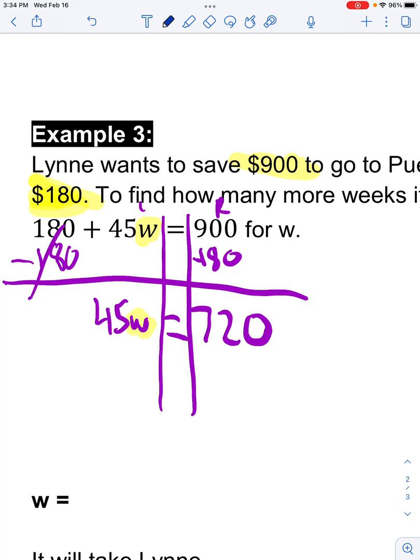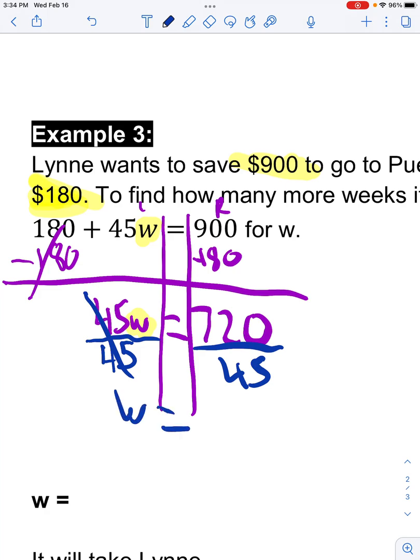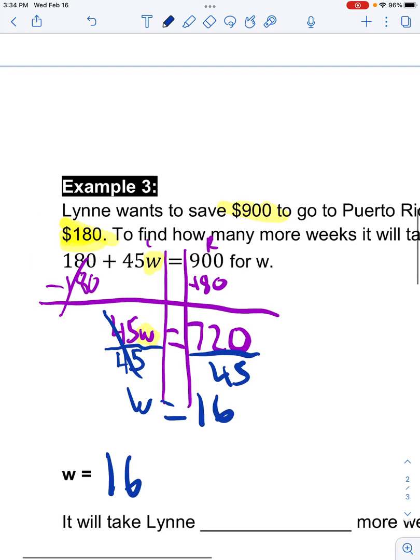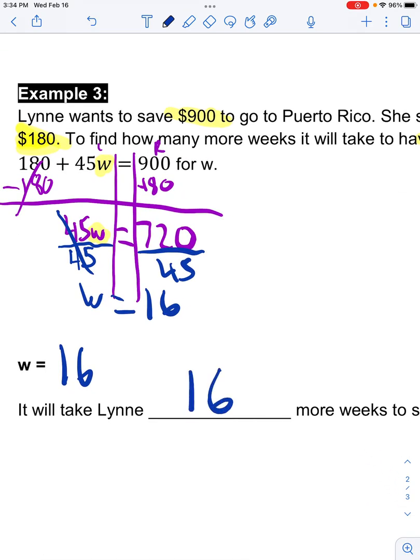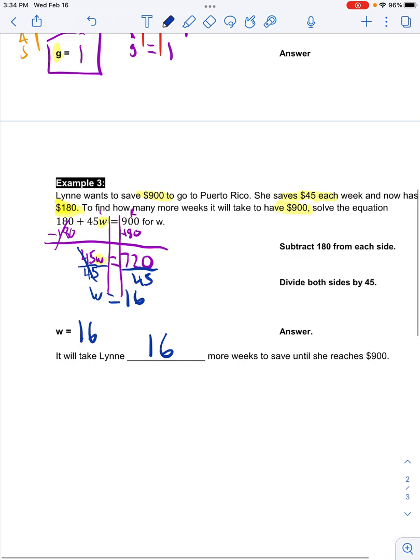720. Now I think, all right, 45 multiplied by W. To undo multiplying by 45, we don't want to divide by W because our goal is to find W. So if I want to get W by itself, I need to divide by whatever is next to it, which is 45. And 720 divided by 45 is going to give us 16. So it will take Lynn 16 more weeks to save until she reaches $900 to go on the trip to Puerto Rico.